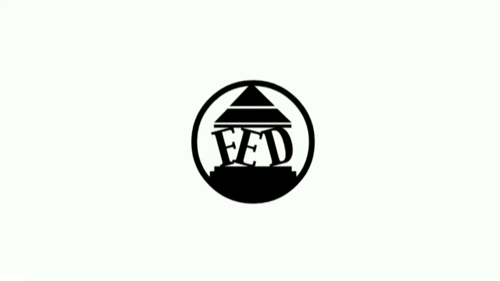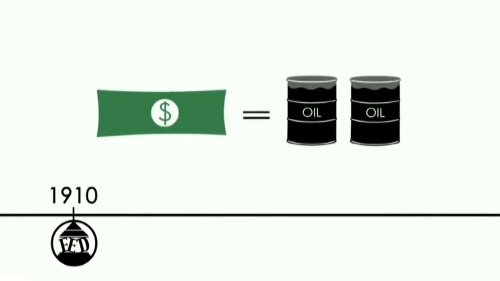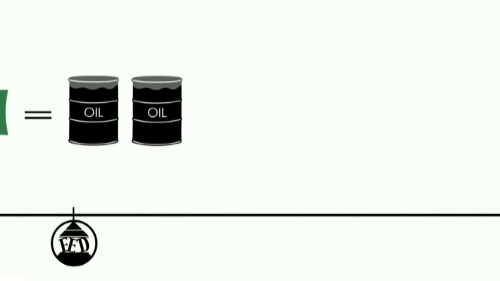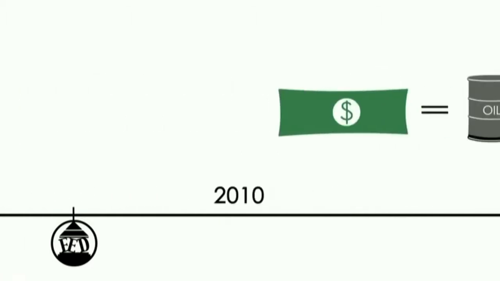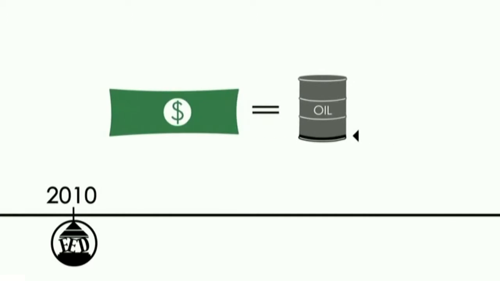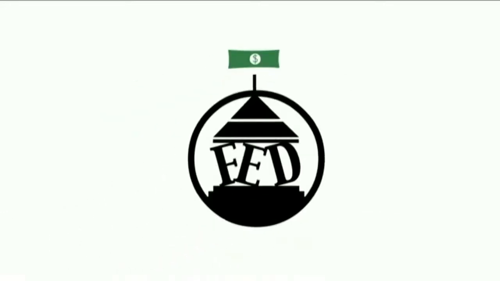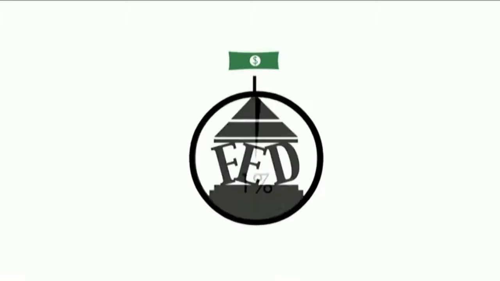100 years ago, when the Federal Reserve Bank was formed, a dollar would buy you this much oil. 50 years ago, it bought you this much. Now, it buys you this much. That's not very much, is it? In fact, in the 100 years since the Federal Reserve Bank was formed to protect the currency, the purchasing power of the dollar has fallen by this much.